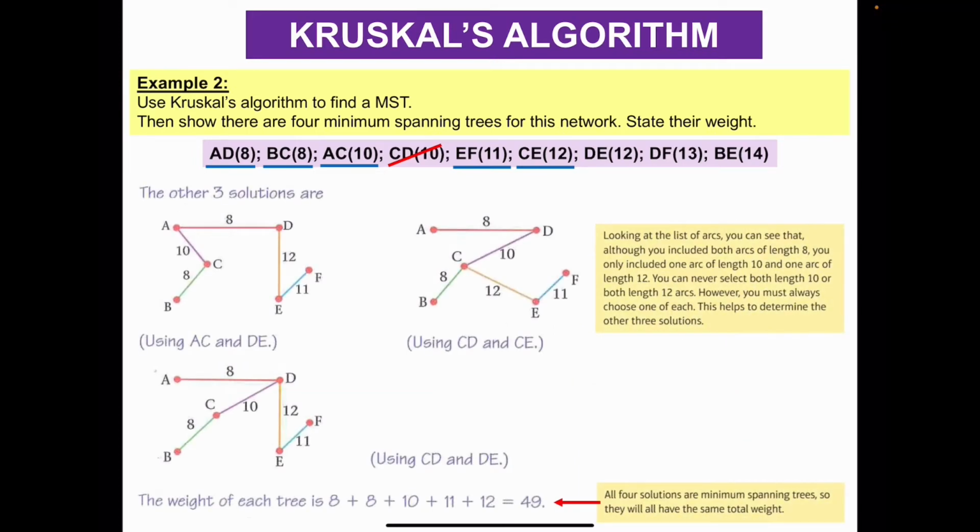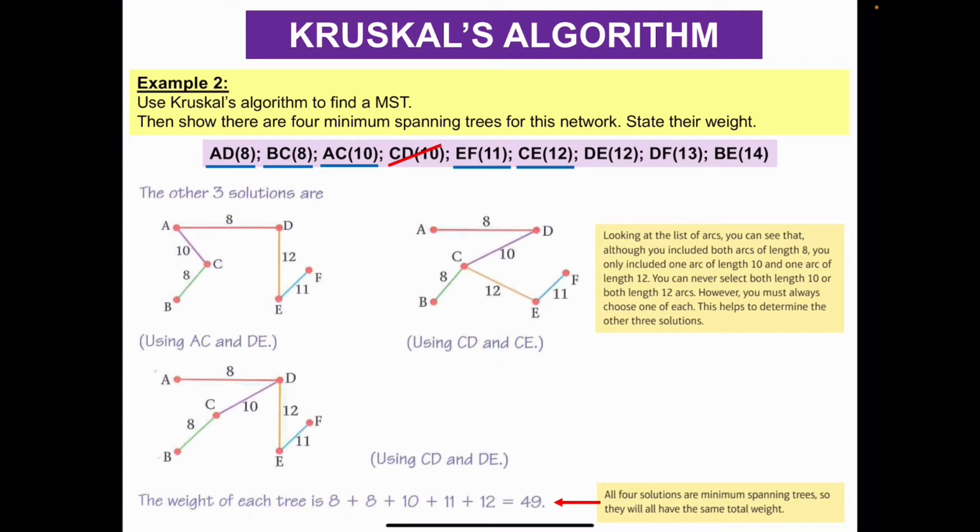The second part of that question is we need to show there are 4 minimum spanning trees for this network and also state their weights. You could notice at the very beginning, because I had 2 edges of the weight of 8 and then 2 edges of 10 and 2 edges of 12, you can choose either CE or DE, and you can choose either AC or CD. That means your tree is not unique and you can create different combinations.